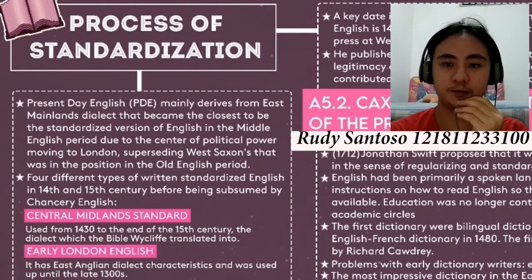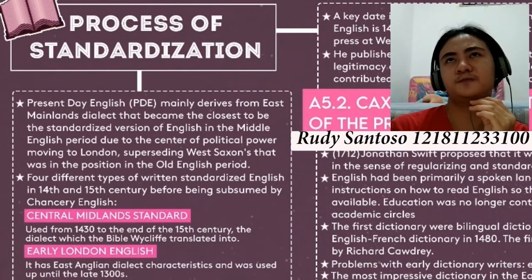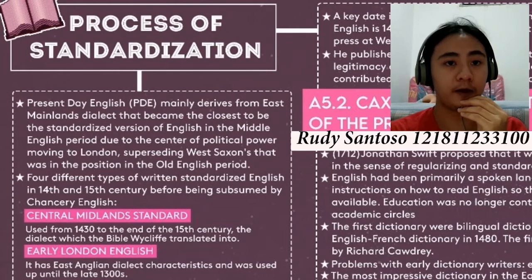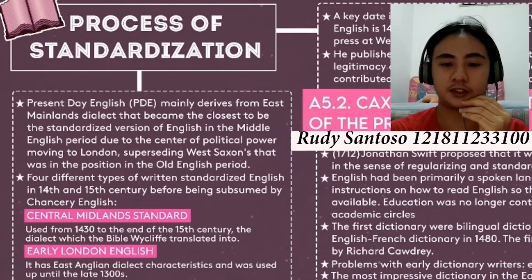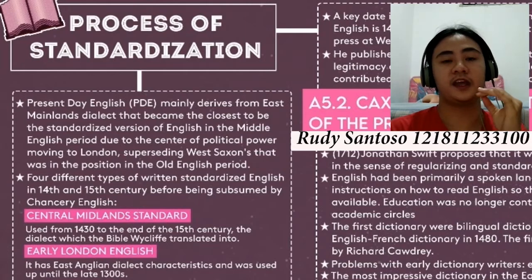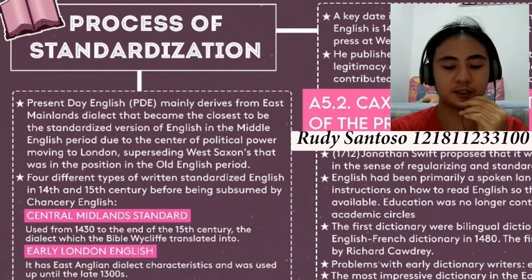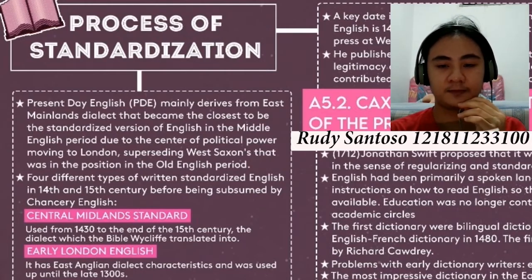So, in the Old English period, West Saxon dialect became the dialect that can be said as the closest form of standardized English. However, in the Middle English period, the political power moved to London, making the East Midlands dialect the standardized version of English, standardized in quotations. So yes, that is why present-day English mainly derives from East Midlands dialect.